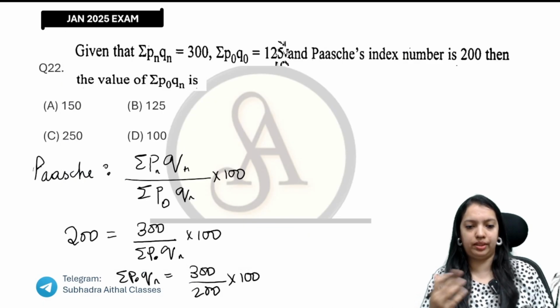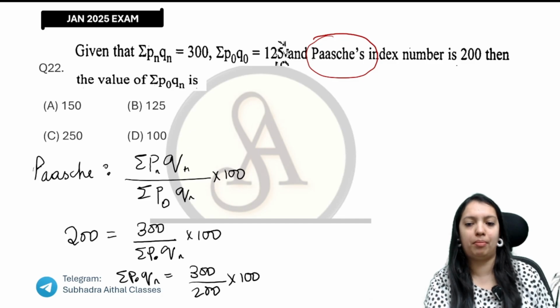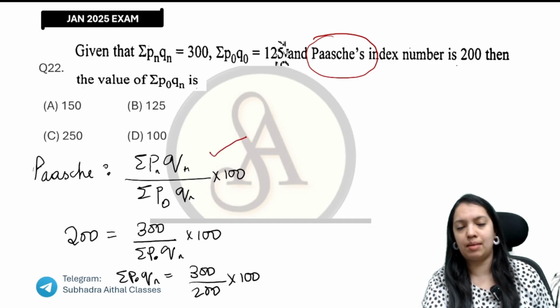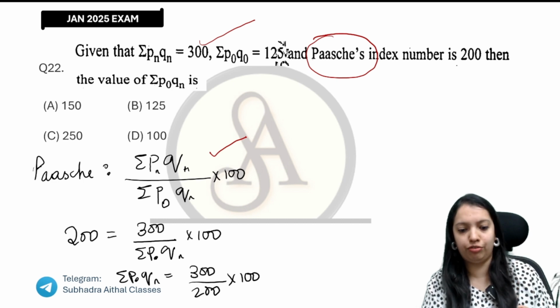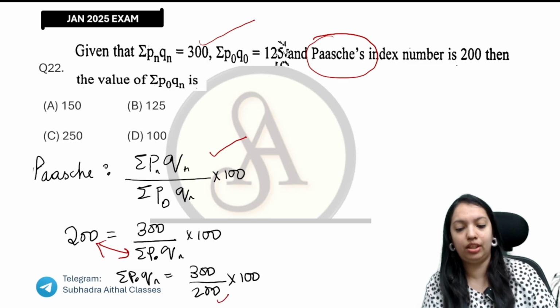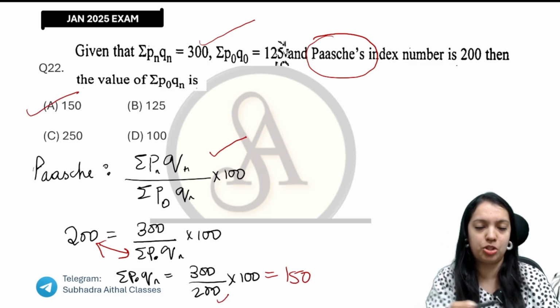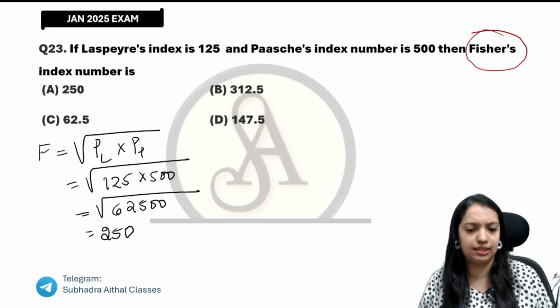Next question is from index numbers chapter, in which they are asking you to calculate summation P naught Q1, and they have given you Paasche's formula. Paasche's is given by summation P1 Q1 by summation P naught Q1 into 100. Now I know this numerator value as 300. Denominator is what I have to find. This is equal to 200. Just cross multiply these two. 300 divided by 200 into 100. You get the answer as 150. Option A is correct.